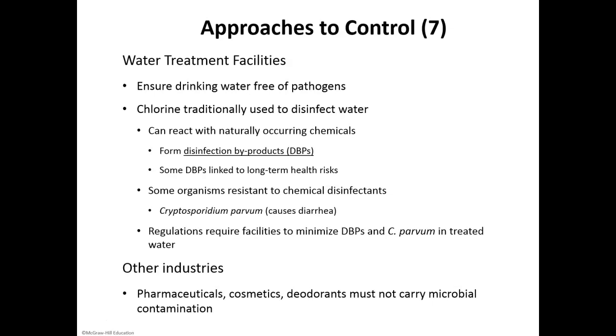Cryptosporidium parvum is resistant to chlorine and so can survive and cause disease. This is a protozoan that causes serious diarrhea. Also, when chlorine interacts with other materials, it can form disinfection byproducts, which could be linked to certain long-term health risks. And so water treatment facilities are always regulating the amount of DBPs in their drinking water.